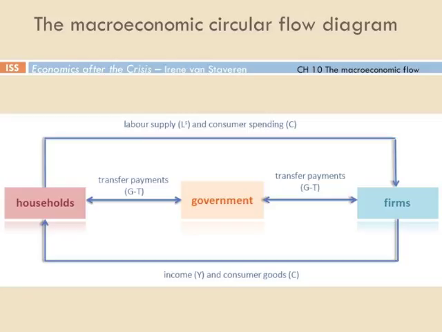This is the key diagram for this chapter of the book. You will see variations depending on the theory later on in this presentation. The diagram is a circular flow diagram. It shows flows between households, governments and firms of money and of goods and services and labor.